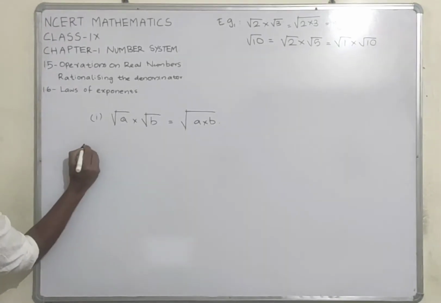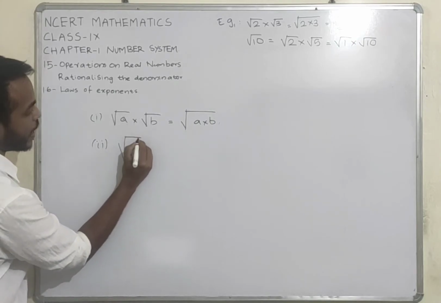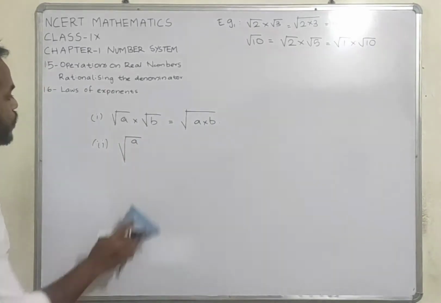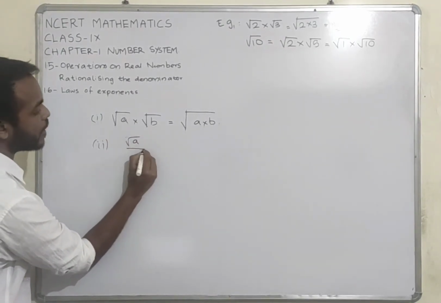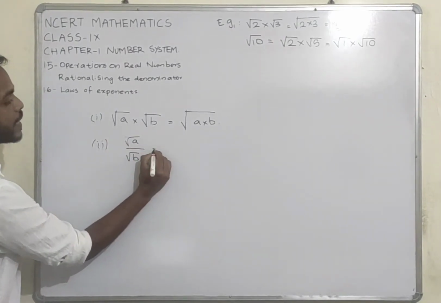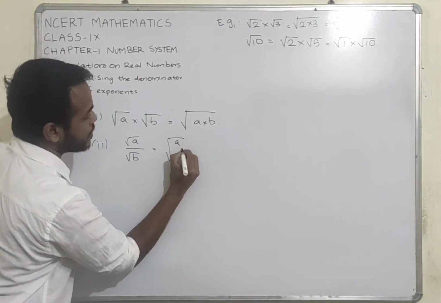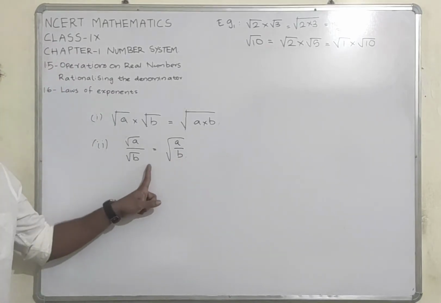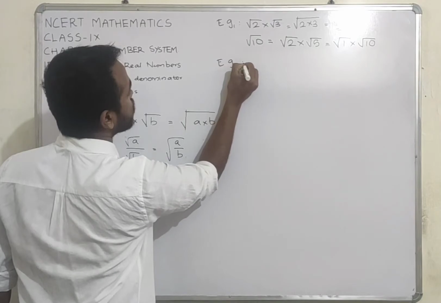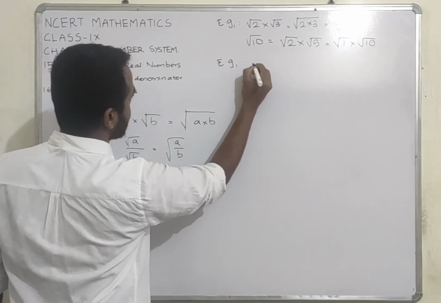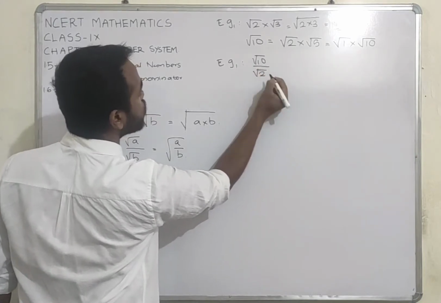Now looking at the second identity, it's about division. Suppose we need to divide a number inside the root by another number inside the root, then this can be taken as the whole root of the ratio, and it can be written like this. So this is an important property. We'll see an example for that also. Example 2. Suppose we want to divide root 10 upon root 2.